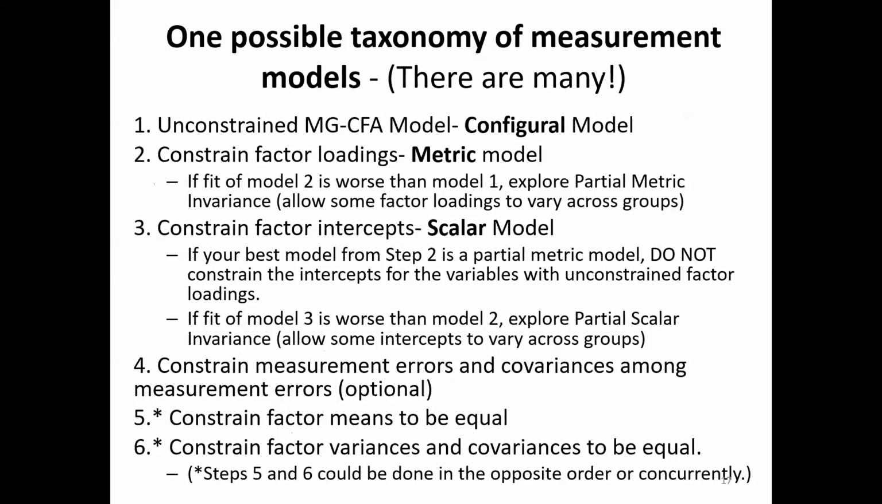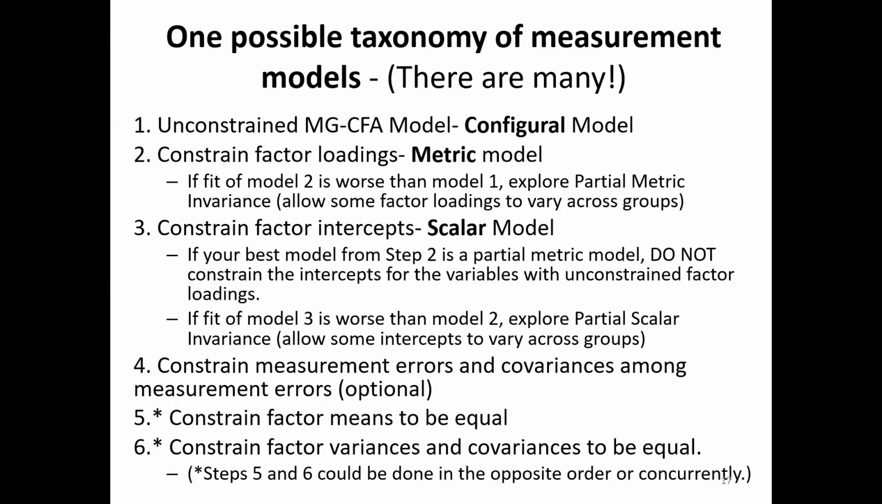Again, from an informational perspective, I think it's good to know which are the items where you can't constrain those loadings to be equal across the two groups. What you're going to do with it eventually, that's a whole other ball of wax that we won't get into right now. If I can constrain the loadings to be equal, then I can go to a scalar model where I constrain the intercepts to be equal. Again, do not constrain the intercepts for variables with unconstrained factor loadings. We're never going to do that. If the fit of model 3 is worse than model 2, we might explore a partial scalar invariance model.